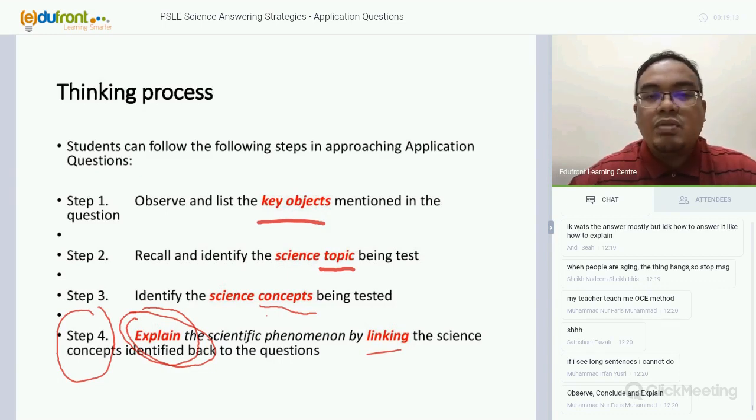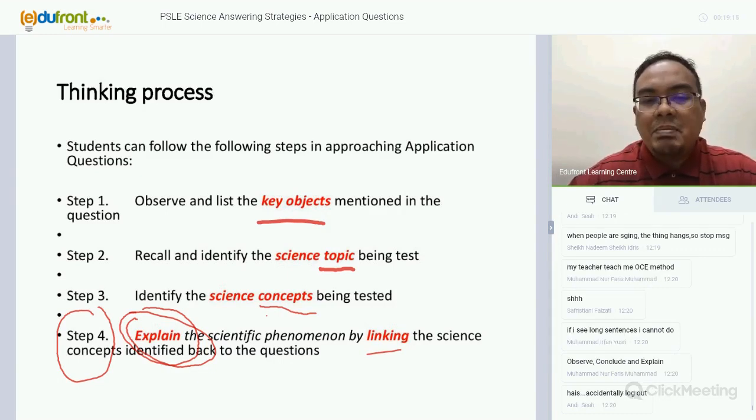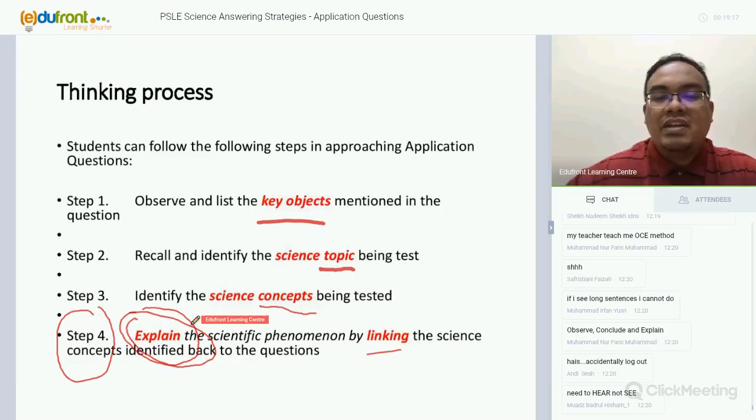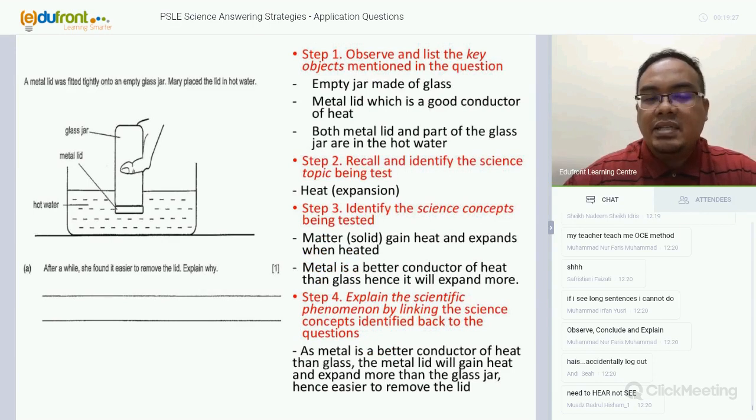Okay, in fact, we teachers are also very excited to see the science paper. We find it very interesting to see the kind of creative questions in the PSLE. Okay, all right. Now let's start.